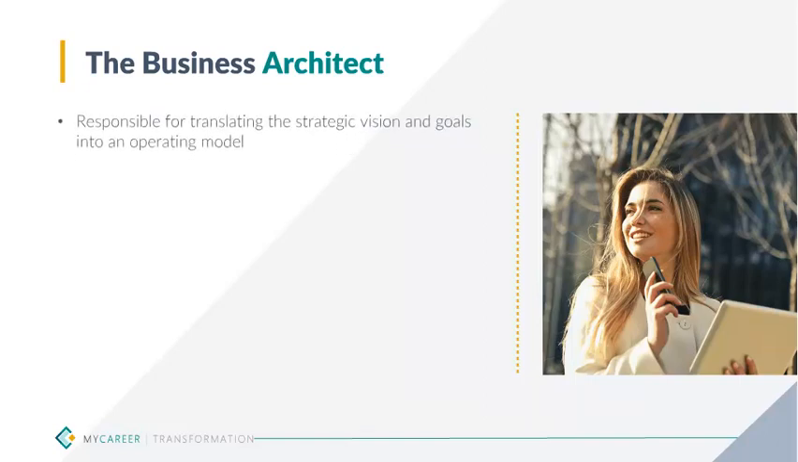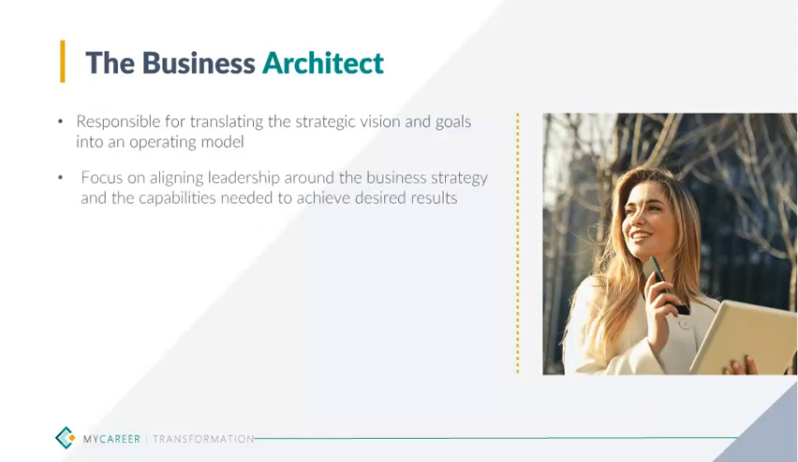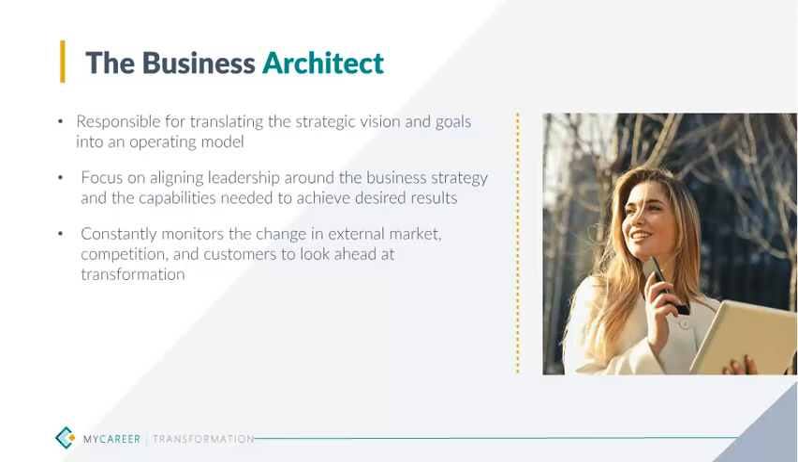One of the 6 unique yet interrelated types of architects is the business architect. This architect is responsible for translating strategic vision and goals into an operating model and an organization model that can be used as a guide in redesigning the business operation. The business architect focuses on aligning leadership around the business strategy and the capabilities and operating model that are needed to achieve desired business results. This is an ongoing process that constantly monitors changes in external market, competition, and customers, as well as progress in implementing the changes needed to enable business transformation.